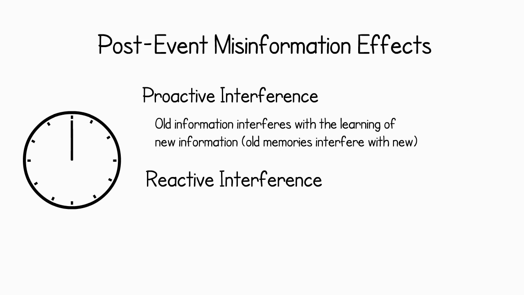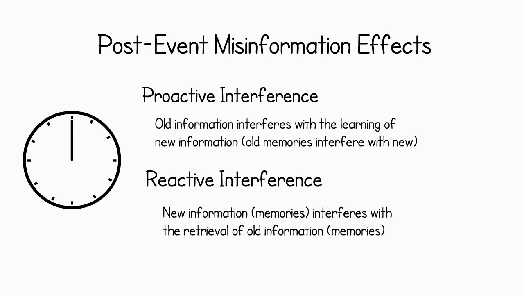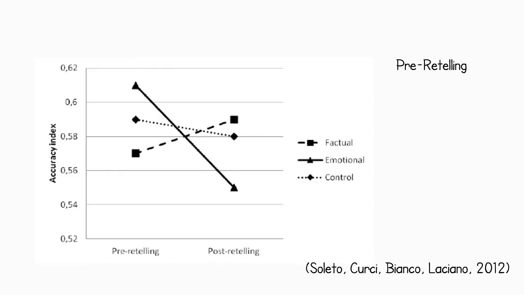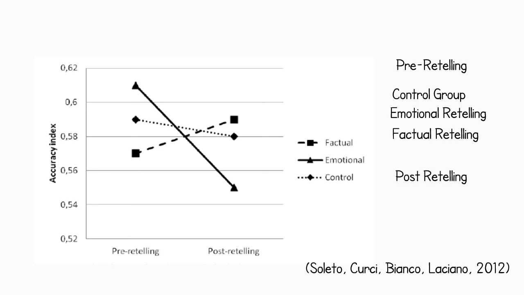Processes such as proactive interference and retroactive interference involve old memories and new memories interfering with each other. This interference can be introduced through many different ways. Researchers in Italy found that witnesses who shared the emotional reactions to an event with other witnesses were less accurate in their future retellings of the story. Conversely, witnesses who shared only the facts initially were more accurate when recalling the story at a later date.